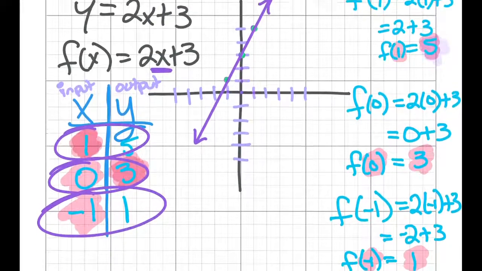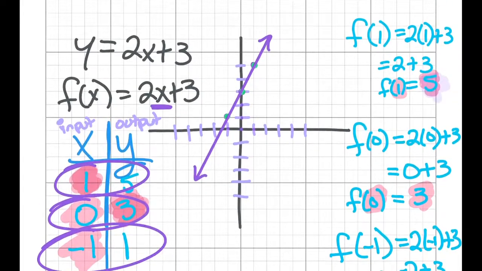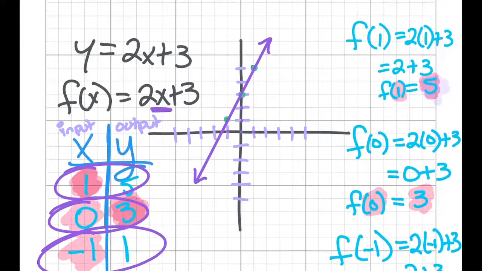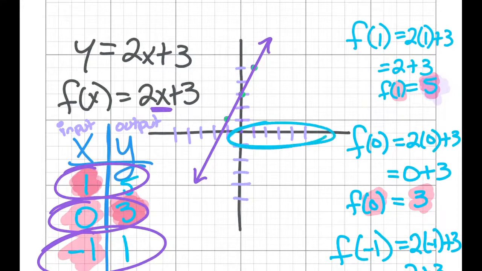It's not always going to make a straight line, but it'll make a shape. When you need to get answers, look on your x-axis for whatever they're asking for. In this case, if they're asking for f of 5, you would look over here and then go straight up until you hit that graph. And wherever it hits the graph is your y answer. And that's usually what they're asking for when they ask for f of something.